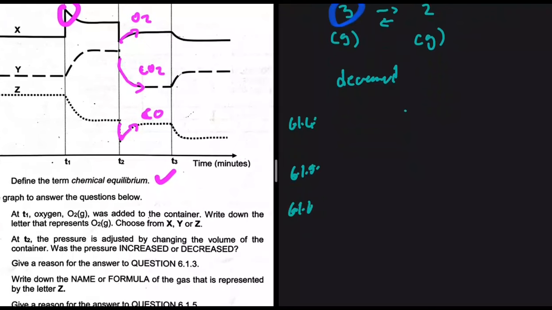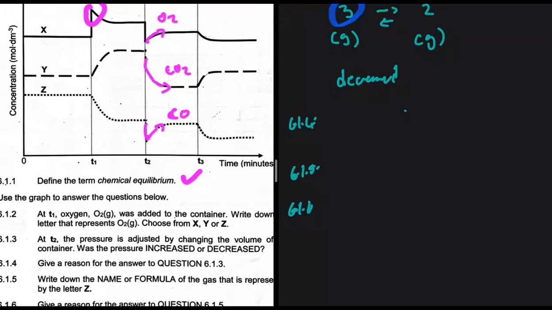6.1.6. Give a reason for the answer to 6.1.5. Well, can I say we already have the answer? We already have the answer. Why am I saying that we already have the answer?